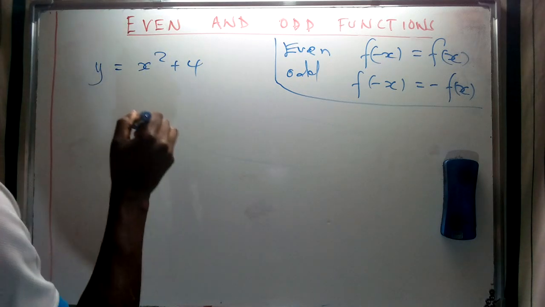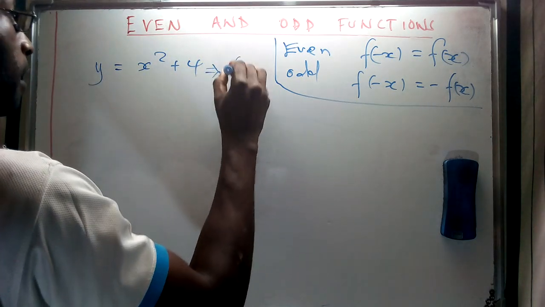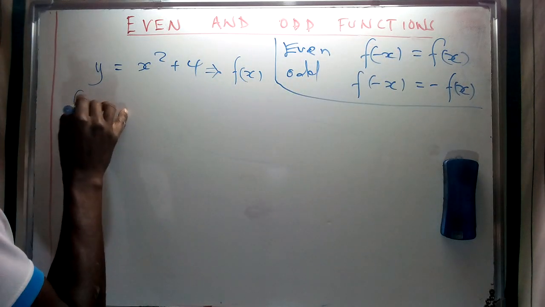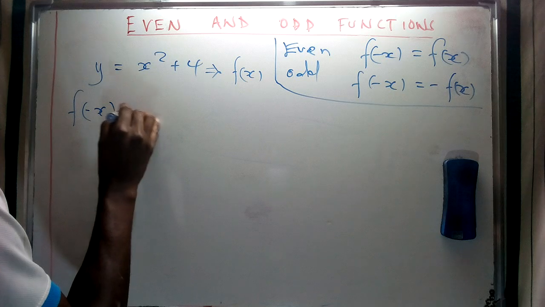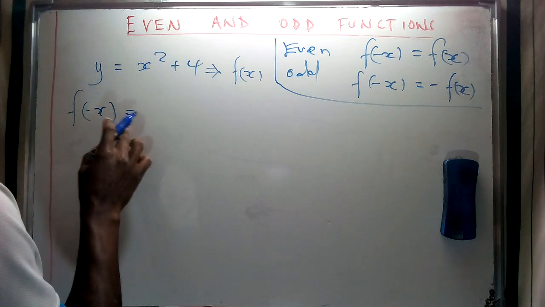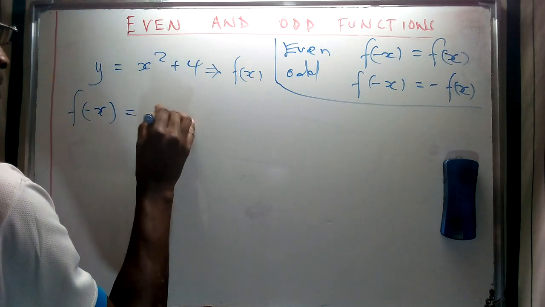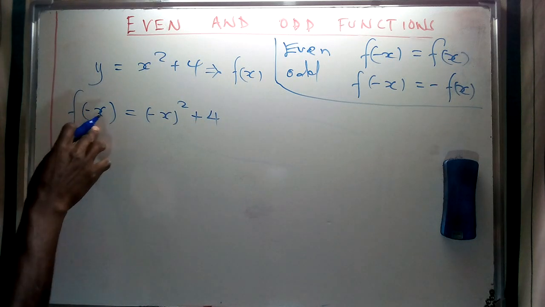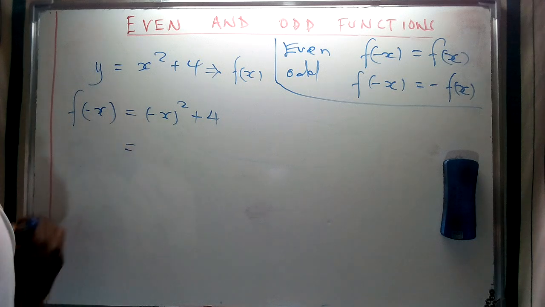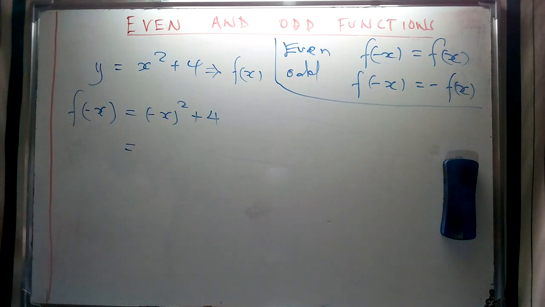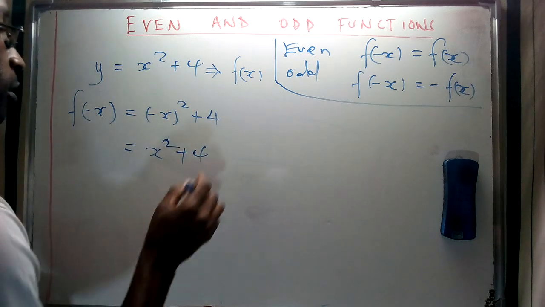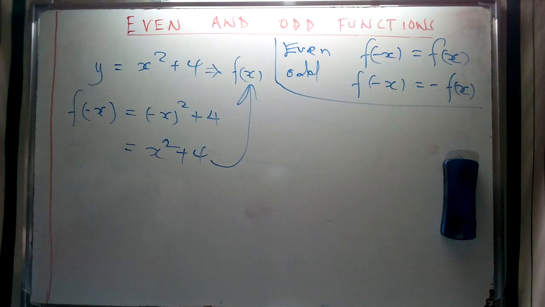So what I'm going to do, given f(x), is try to see whether the substitution for f(-x) is going to give me the value of f(x). So I'm going to have this represented as negative x, squared, plus 4. It's going to give me the value of f(-x), which is equivalent to, since the square of a negative value is a positive value, x squared plus 4. And as I said, this is going to give me the value of f(x).